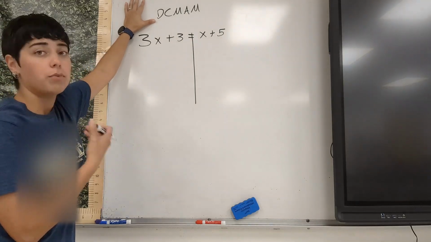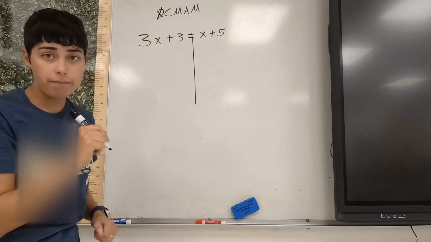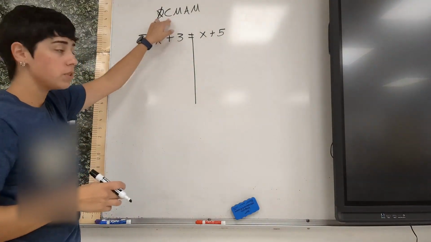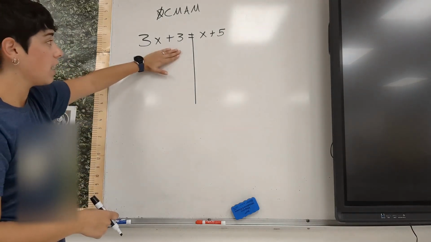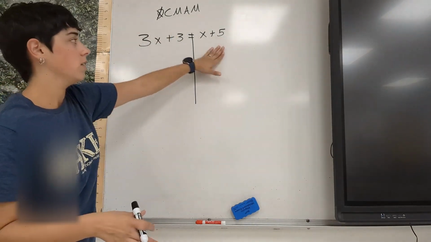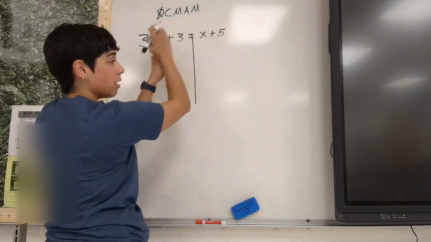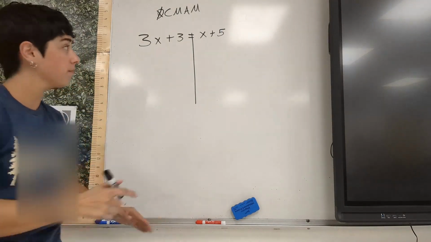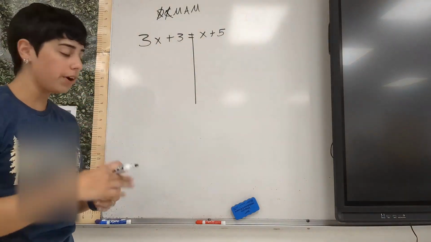Am I distributing? Well, there's no parentheses, no brackets, so there's no distributing going on. Next, combine like terms. On this side, because remember it's on the same side, I have a term with the variable and a term without. I can't combine them. I go to the other side and the same thing is happening. So if I look at each side separately, I cannot combine anything. So we're skipping C, going straight to moving the smaller variable.